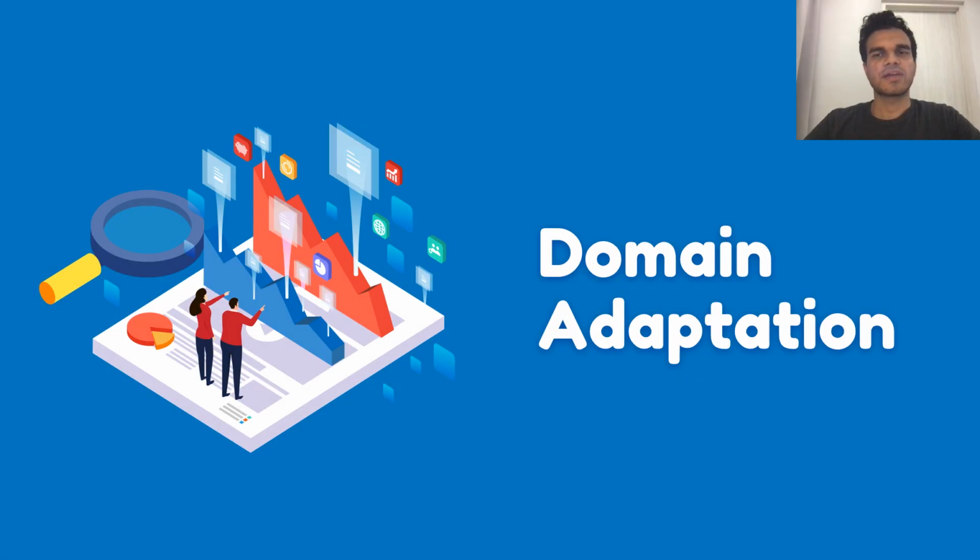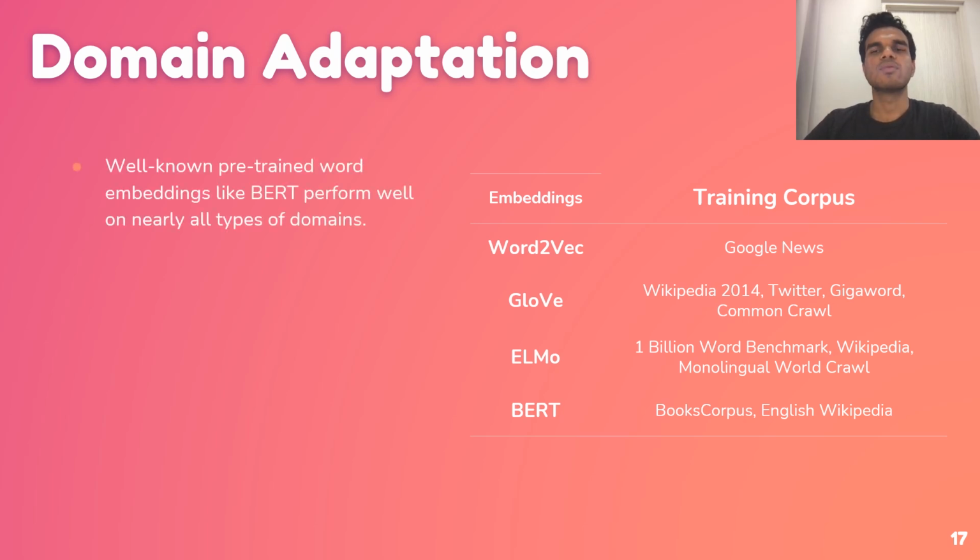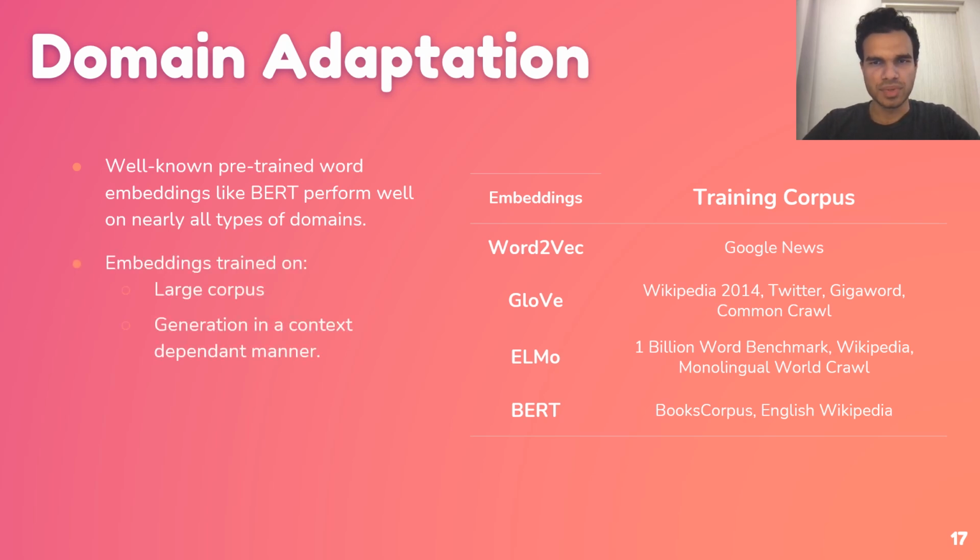The second aspect we have studied is how to deal with domain adaptation. Generally, well-known pre-trained word embeddings like BERT tend to perform well on nearly all types of domains. This is due to a variety of factors such as a large corpus and generation of embeddings in a context-dependent manner. Although word embeddings work relatively well on different domains, the performance of these models drops if they are used on very niche domains.